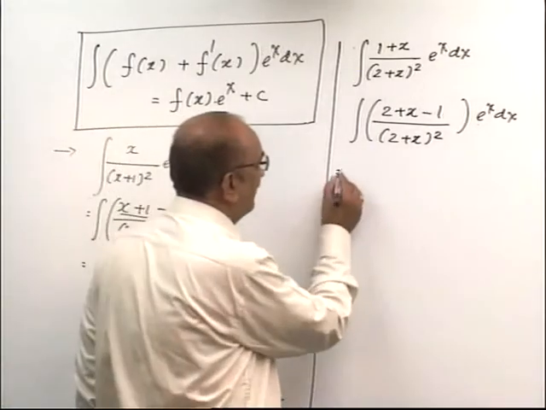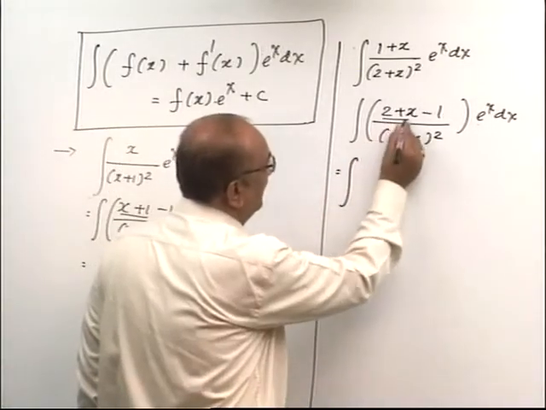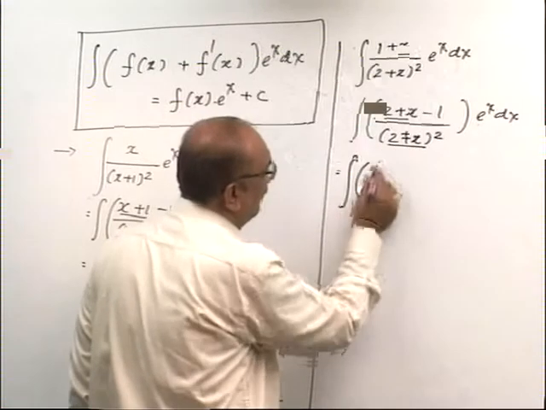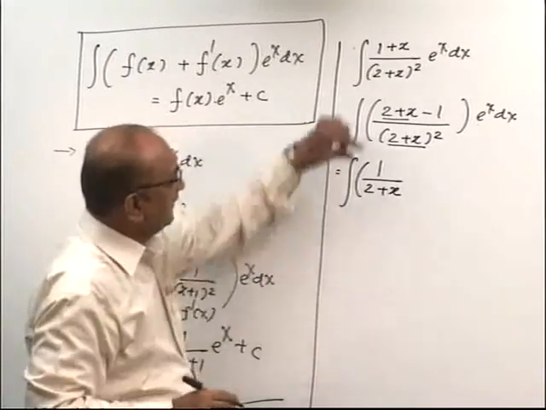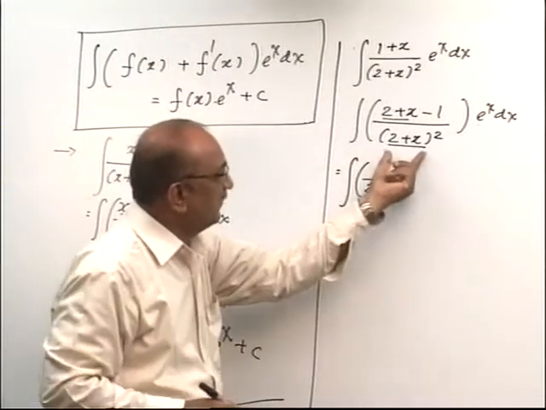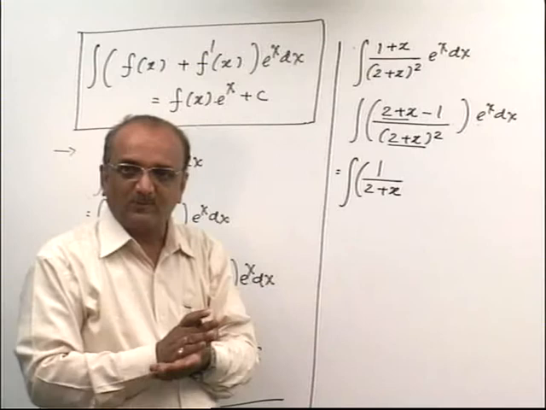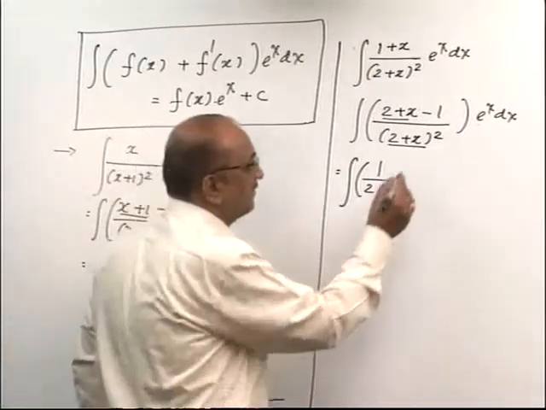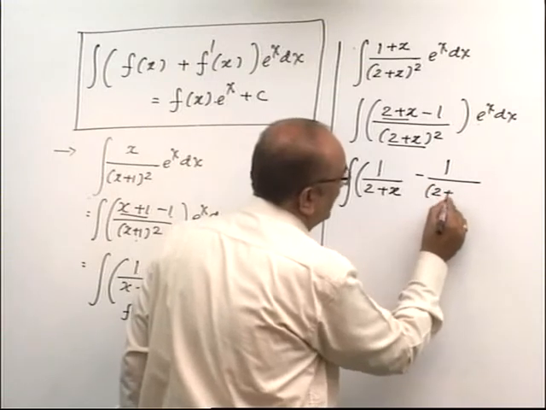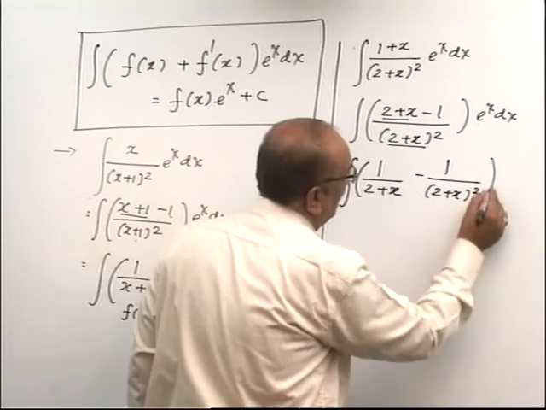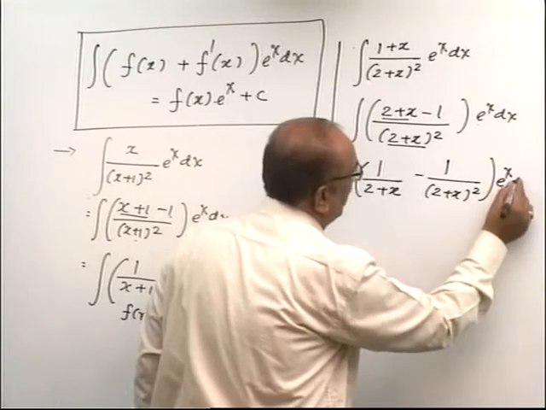Now, 2 plus x upon (2 plus x) whole square must be equal to 1 upon 2 plus x. I repeat again, 2 plus x upon (2 plus x) whole square is equal to 1 upon 2 plus x. What will be the next step? Minus 1 upon (2 plus x) whole square, bracket closed, over e raised to x dx.